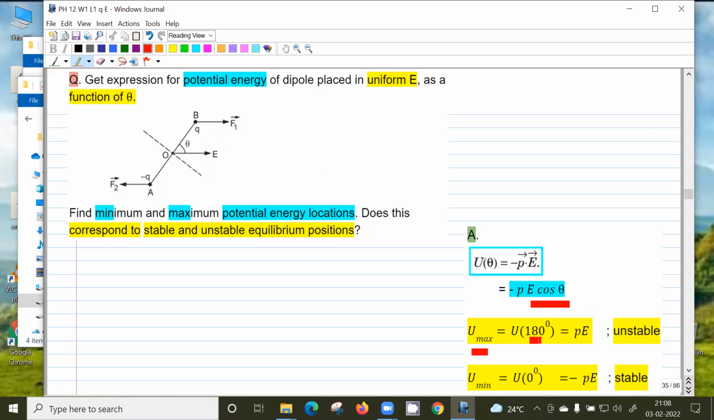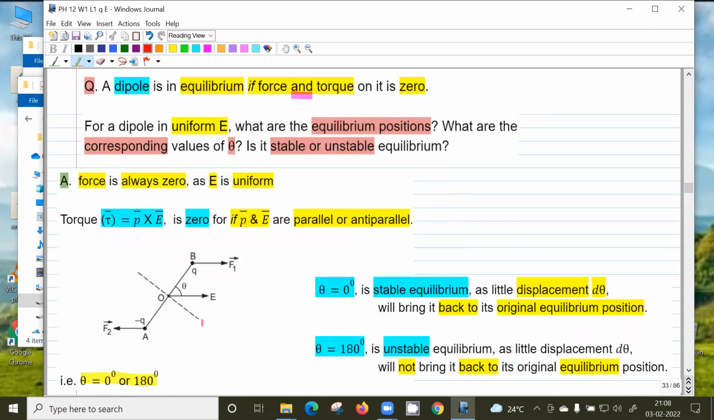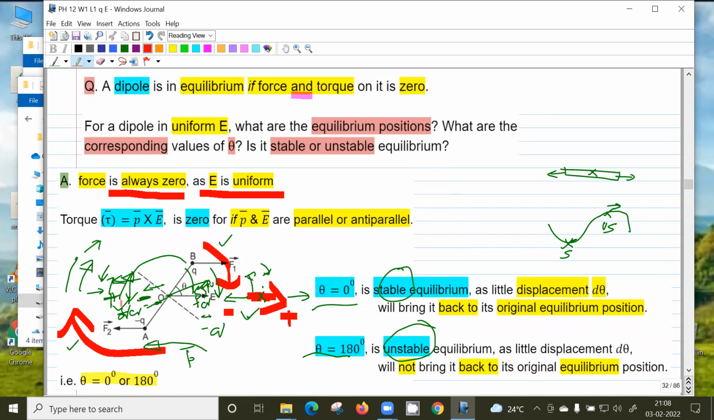Is this clear? And minimum at 0 degrees. And if potential is maximum, it should be unstable, right? That is the potential energy concept. So 180 degrees is this location here. So it is matching with this understanding in terms of torque.